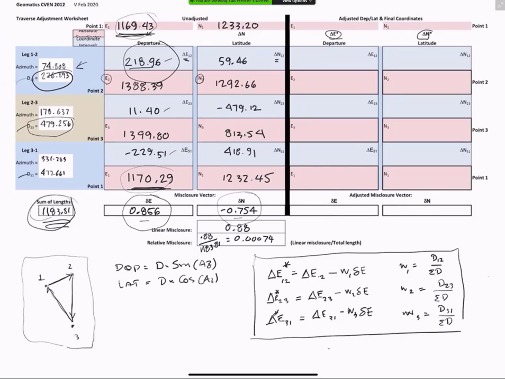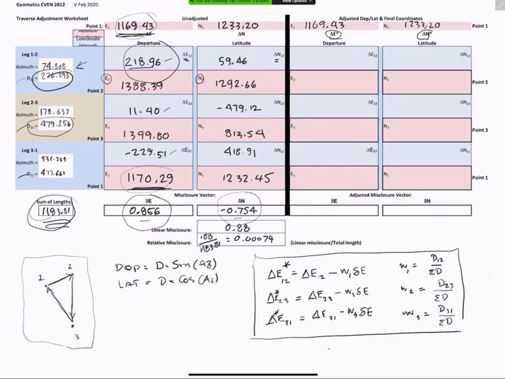And then we will add those latitudes and departures to our original coordinates, 1169.43 and 1233.20. And again, those numbers never change because we do have to have one point which stays fixed. We don't have any way of detecting or correcting for a translation error where the entire triangle is picked up and moved somewhere without changing its shape.